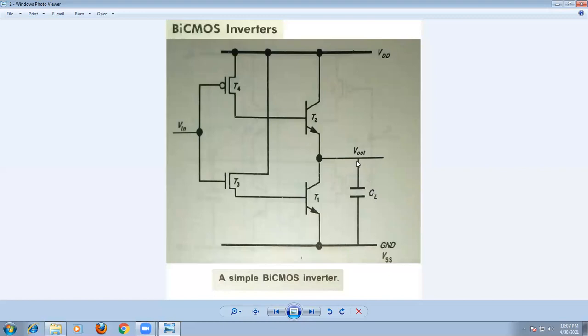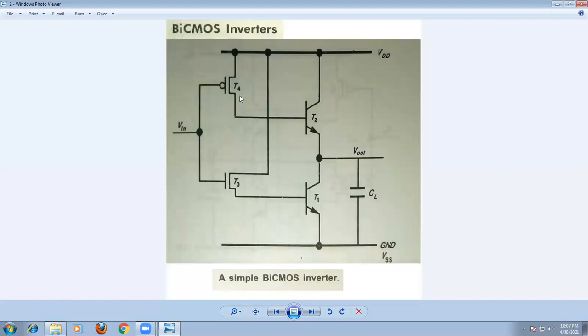Okay, so this is the complex load, you can say. In this case, this is the CMOS structure, and this is the bipolar junction transistors. Combining these bipolar junction transistors into the CMOS structure is known as BiCMOS technology.